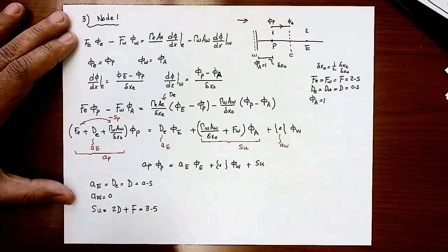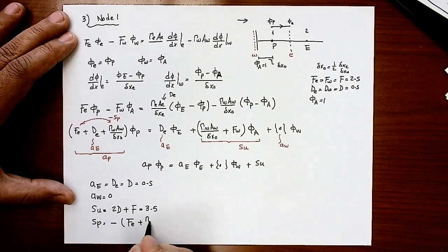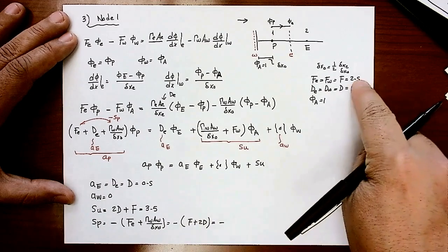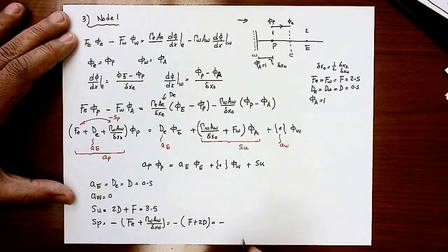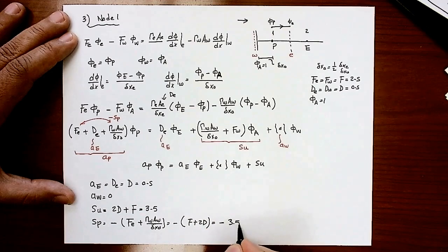Then let's do the SP. SP is equal to minus FE plus kappa west, A west over delta x naught, which can be written as minus F plus 2D. Minus F is 2.5, 2 times D, that's going to be 1. It's minus 3.5.